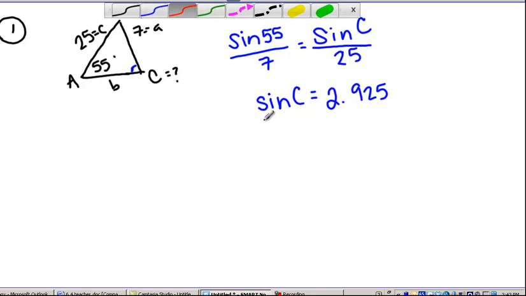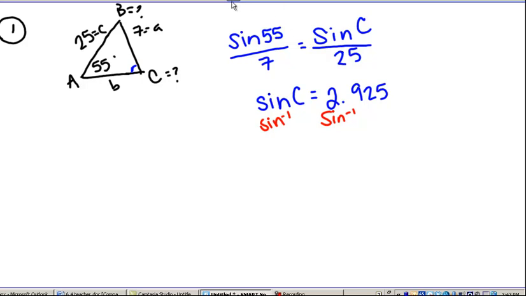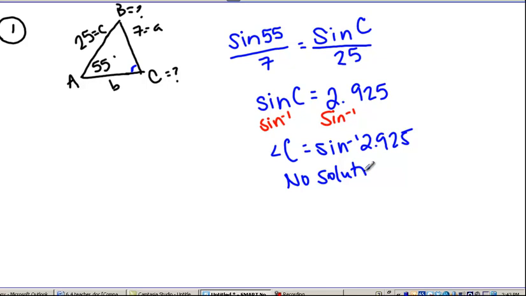So we're going to take the inverse, or the arc sine, to get the measurement of angle C. When you plug that into your calculator, you will get an error message on your calculator. This is the case that there would be no solution.